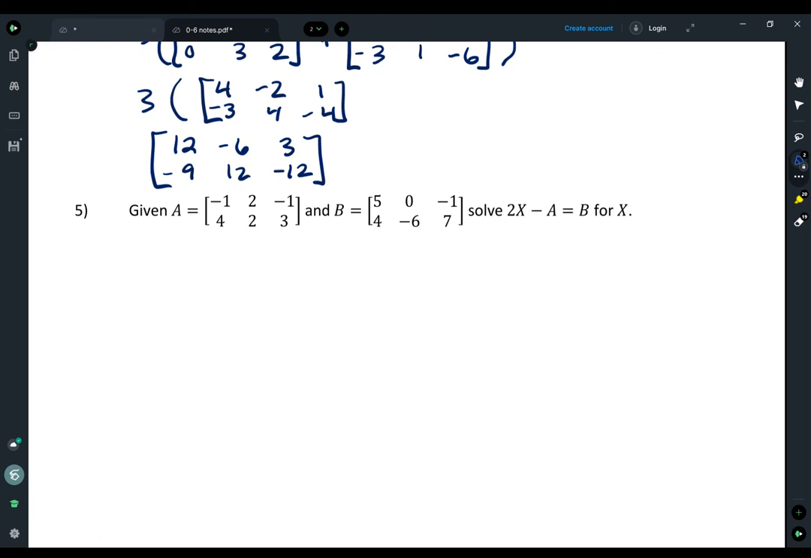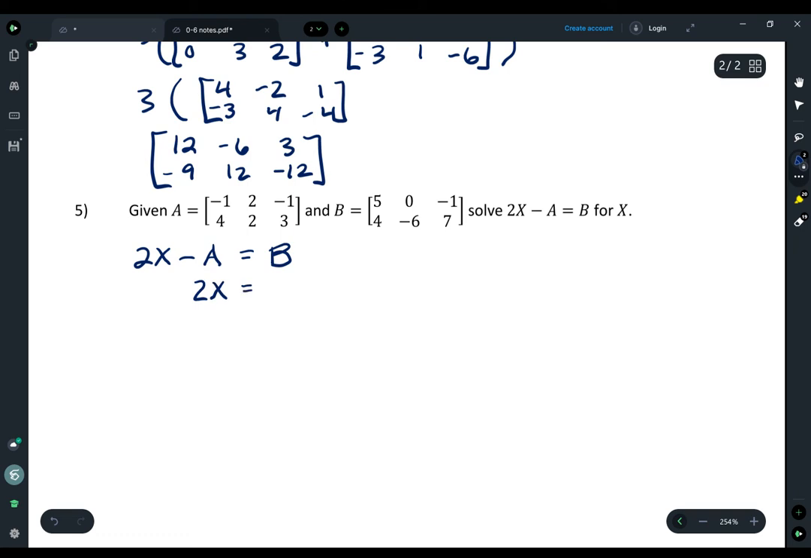So I don't want to substitute my matrices right away. I want to do my solving for x part without plugging those in, because as soon as I put those matrices in, this is going to get a lot busier. So I'm just going to go ahead and solve for x right now. So to solve for x, I would add A on both sides so that 2x equals A plus B.